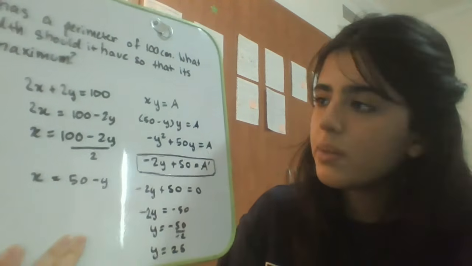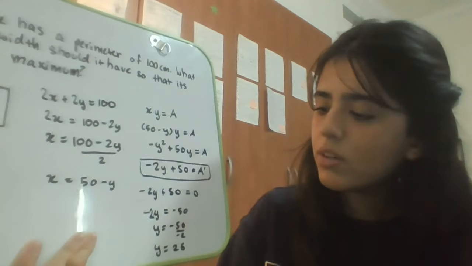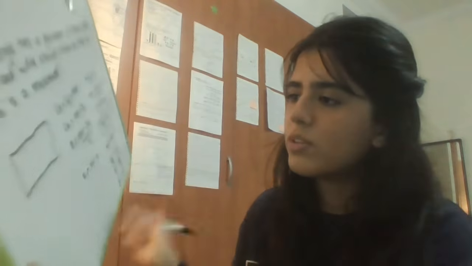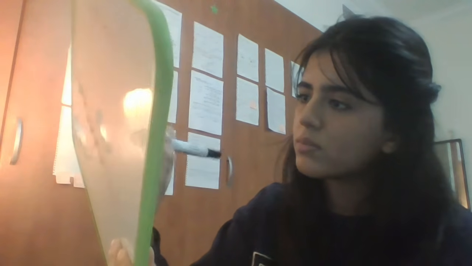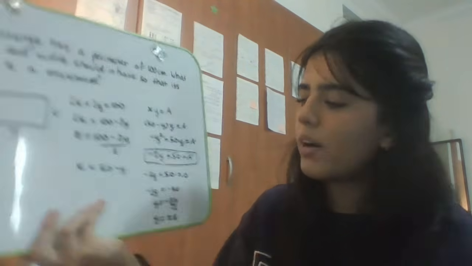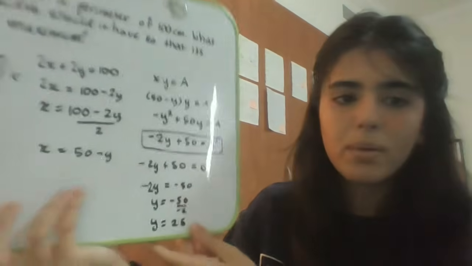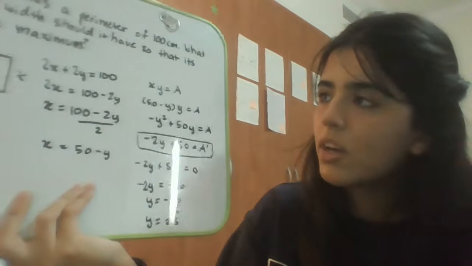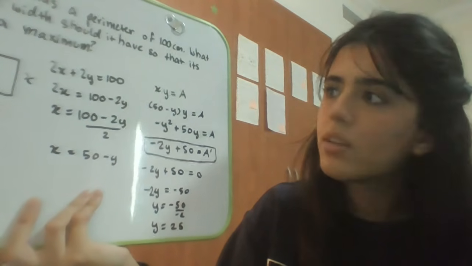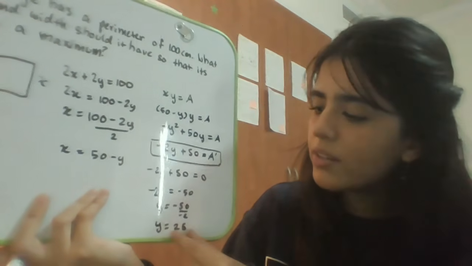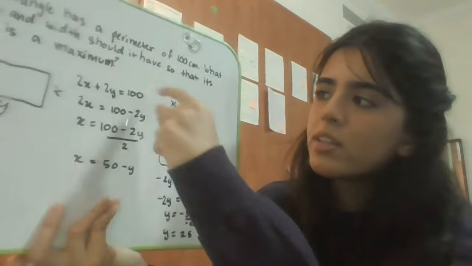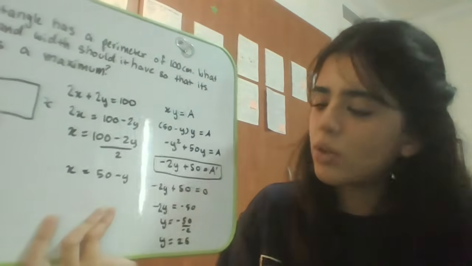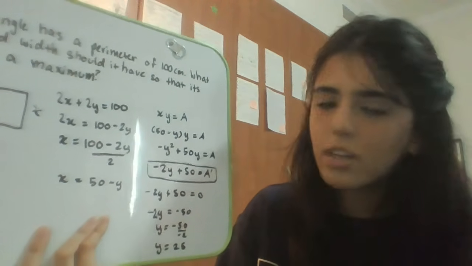Okay? Now you have your... Sorry, I forgot to label which is which. So let's suppose my y is my length. Okay, I got the value for my length. Now I need to find the value for my width, which is x. So I can just plug this 25 directly into this equation and then solve for x. Okay, I'm gonna do that real quick.